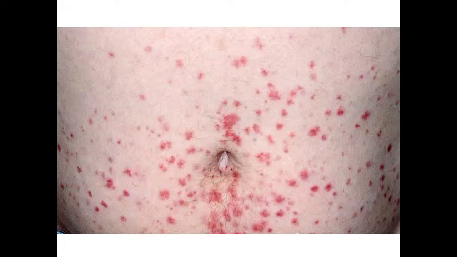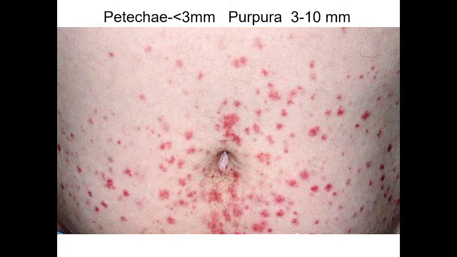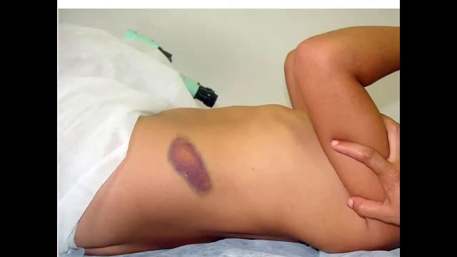So what are these? Have you ever seen any patient like this? Petechiae and purpura both. So petechiae are pinpoint. Typically the word used for petechiae is pinpoint. Petechiae are less than 3 mm and purpura 3 to 10 mm. More than 10 mm is not purpura.